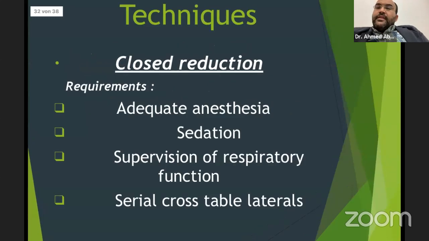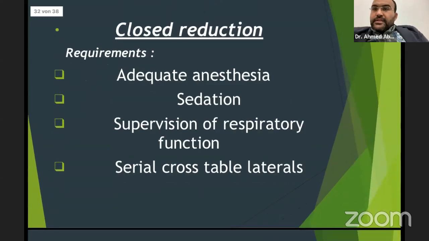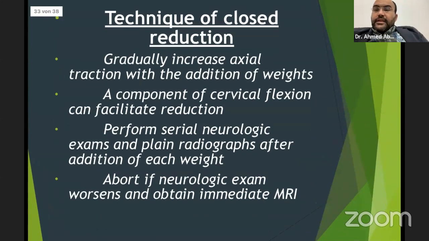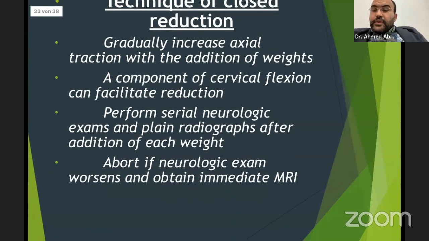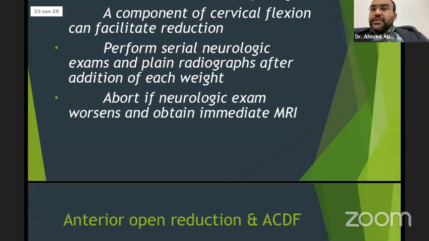do discectomy. The technique for the closed reduction needs sufficient anesthesia, sedation, supervision of the respiratory function, and serial cross-table lateral X-rays. The technique: we gradually increase the axial traction with the addition of weights. A component of cervical flexion can facilitate the reduction. Perform serial neurologic examination and plain radiographs after the addition of each weight. You must report if the neurological status of the patient is worsening and obtain an immediate MRI.